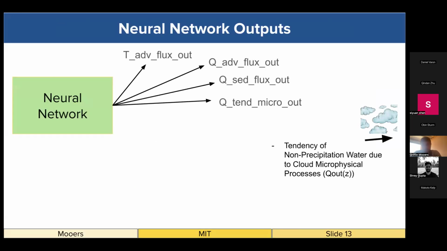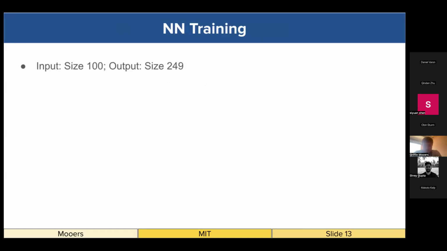So yeah, we predict these five flux outputs here, and just a little bit of information about the neural network. The input is a vector of 100 because we've got a column of temperature and a column of water vapor information, and just a tiny bit more detail on what's going on under the hood. Those columns are size 49.